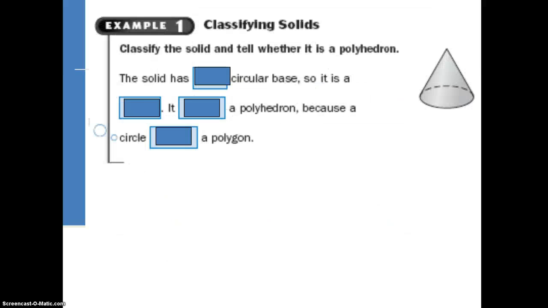Example 1, classify this solid. This solid only has one base. It's a circular base, so it's either a cylinder or a cone. Because it has one circular base, we call it a cone. It is not a polyhedron because a circle is not a polygon. You can call a cone a solid, you can call it a 3D figure, but you cannot call it a polyhedron.